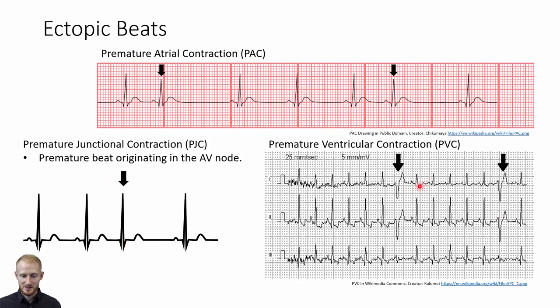A PVC, shown with these arrows, usually is a really wide QRS complex that looks very bizarre, like the ones that you're seeing here. PVCs are typically pretty easy to point out if you're even remotely familiar with looking at a normal ECG. Like these here are all normal waves. These, again, are the PVCs.